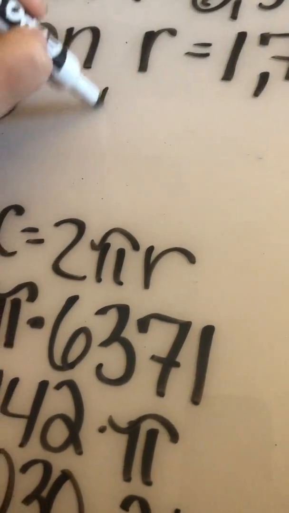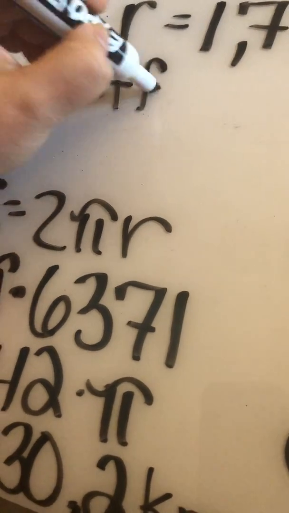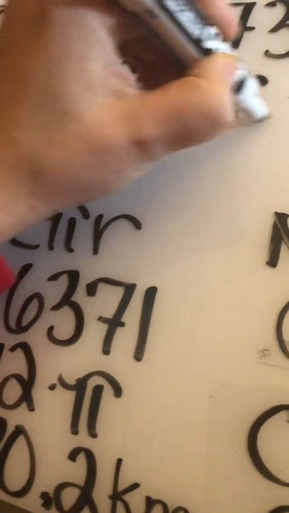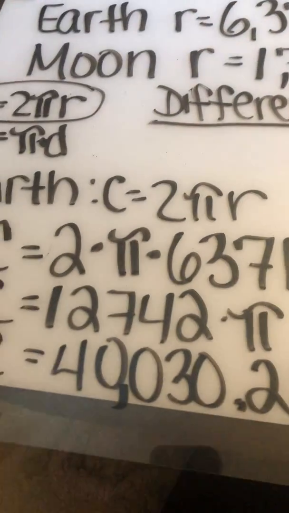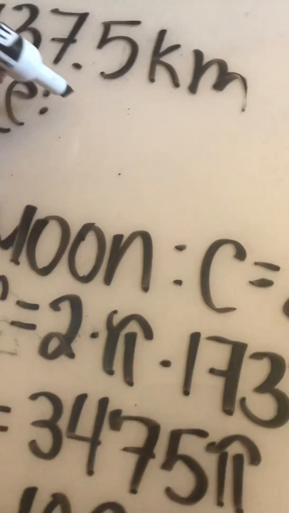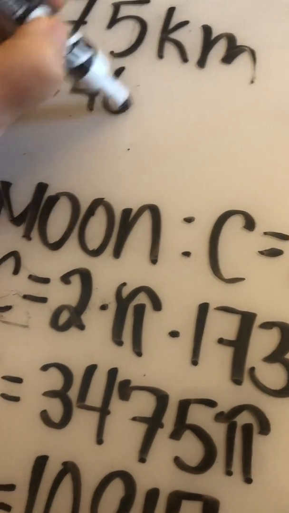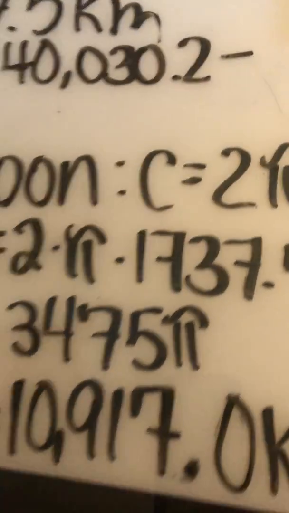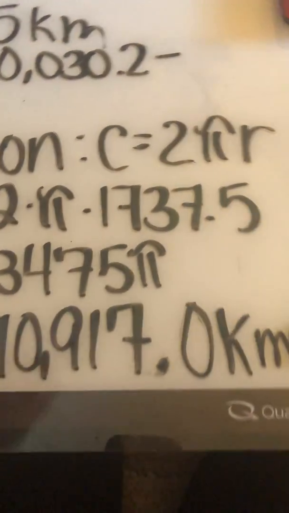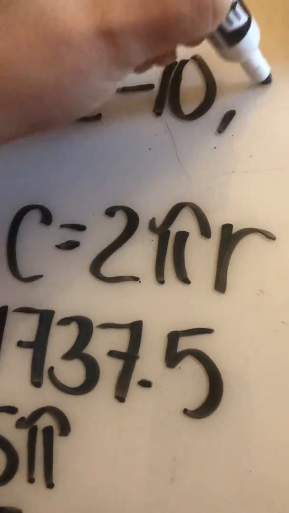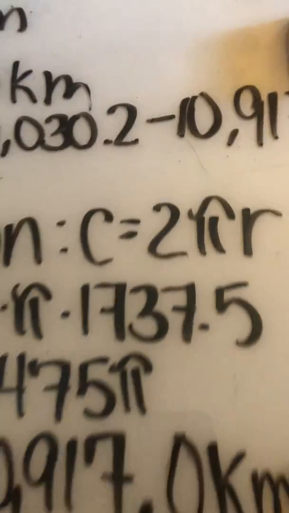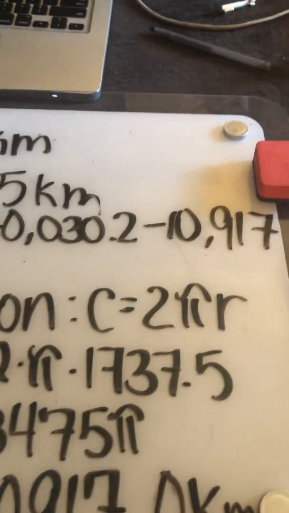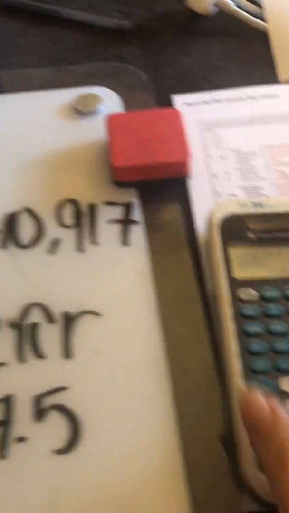So I'm going to do that up top here where I have some more space. So our difference would be 40,030.2 minus 10,917. So very large numbers, but we have our calculator to help us out. So I'm going to do that over here.